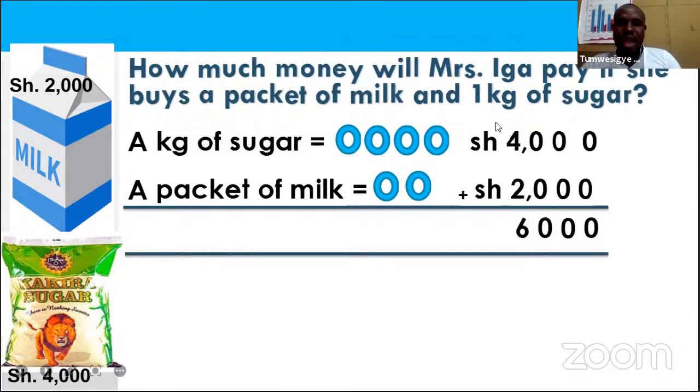But remember, we are dealing with money, and Ugandan money, our currency, is in shillings. So we have to write here the word shillings. That's why we have put there shillings. Therefore, you can conclude and say Mrs. Iga will pay 6,000 shillings together. I hope you have gotten me. According to that question, it needed us to add the 2 items and know how much they were costing. Let's go to our next question.